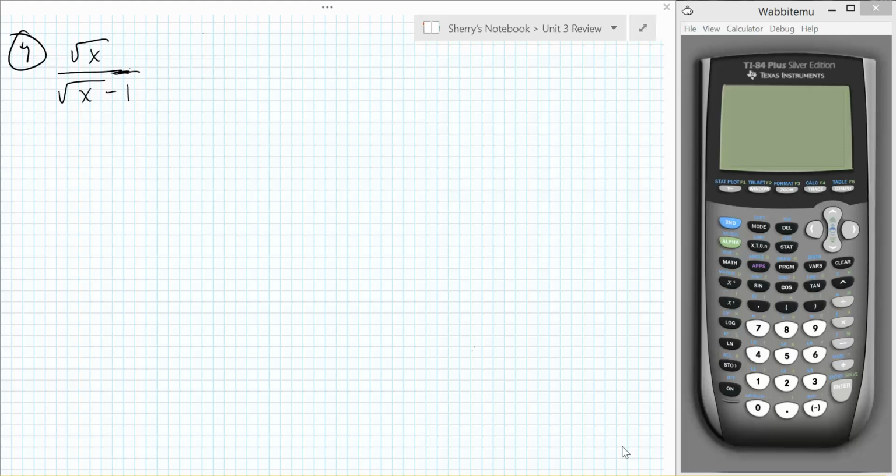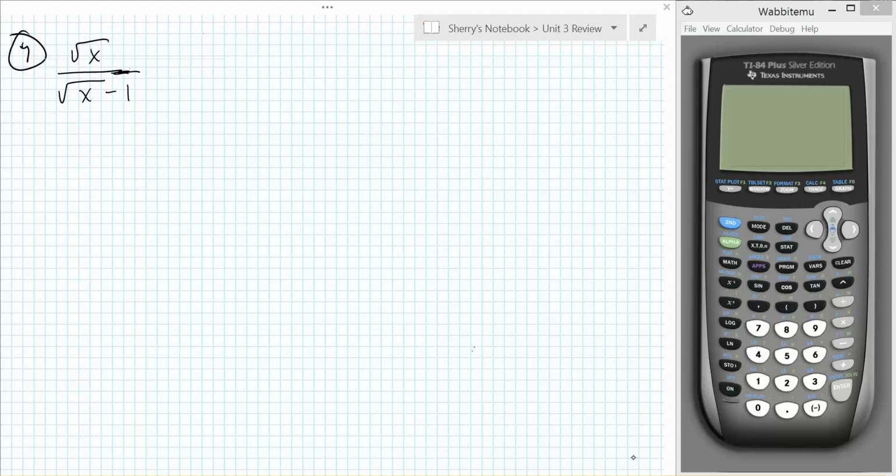For question number 7 on the review, we're being asked to divide the square root of x by the square root of x minus 1. What causes us the problem here in this particular example is that we have the square root of x in the denominator, and we'd like to not have any radicals in the denominator at all.